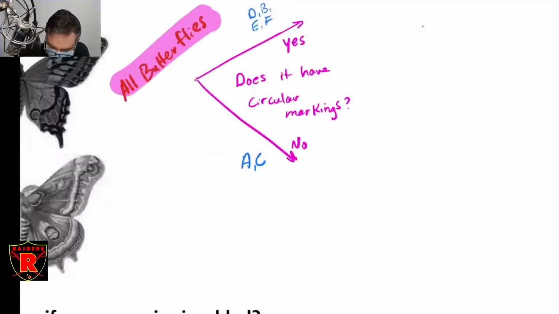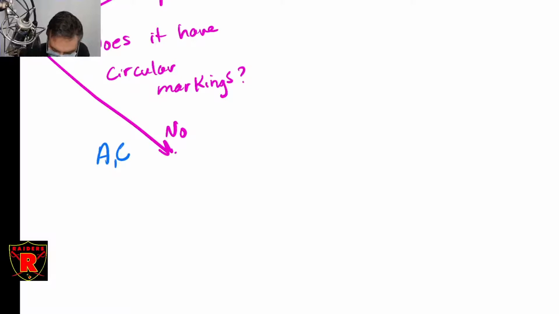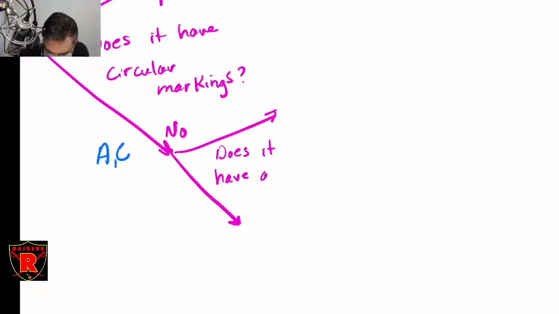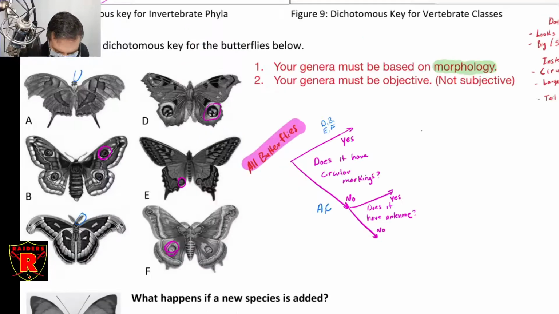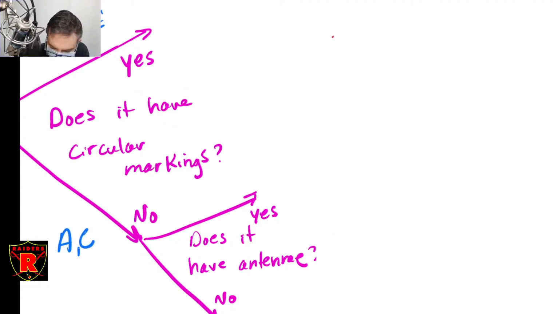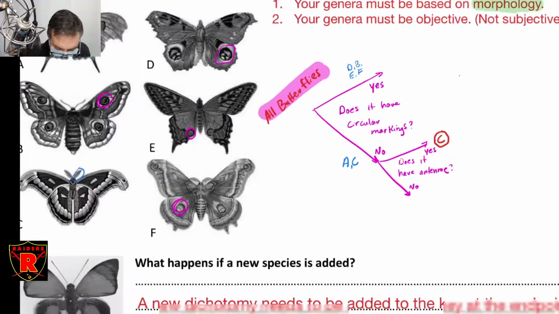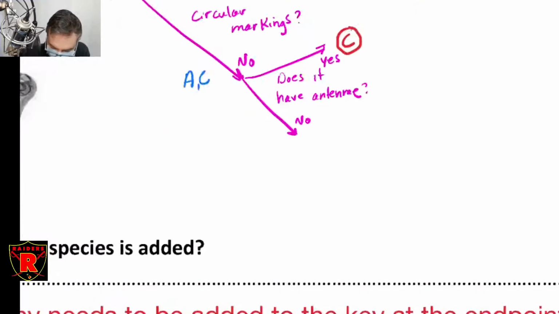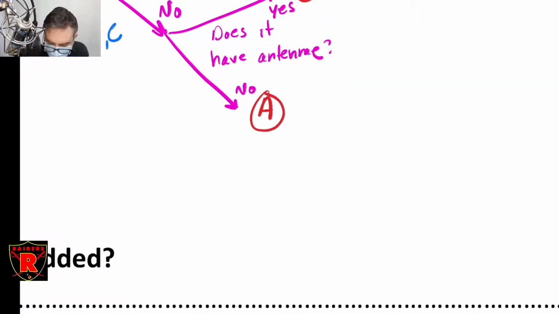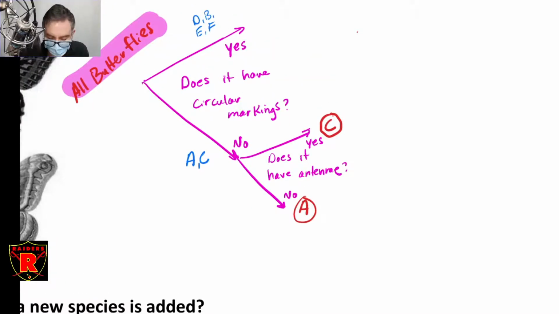So we're going to ask another question here to differentiate between the 2 remaining and say, does it have antennae? And yes, it does. No, it doesn't. So yes, it does is C. I'll use a different color at the end point here. So this is an end point for our dichotomous key. If you get to that spot, you know it's C. And the same thing for the other one. No, it does not is A. So if you get to this end point, then you know that it's A.